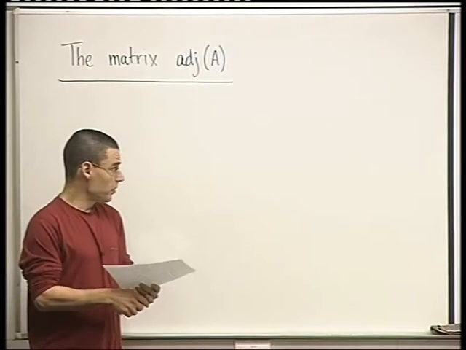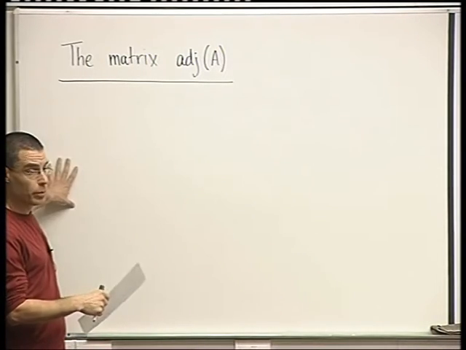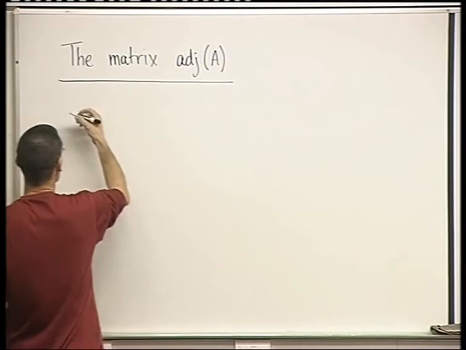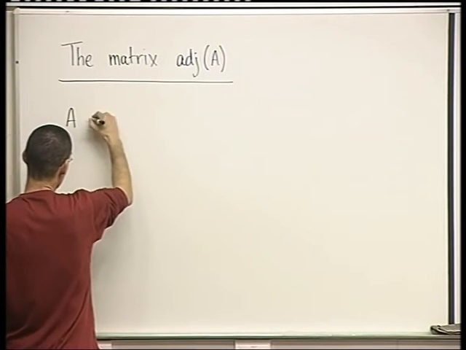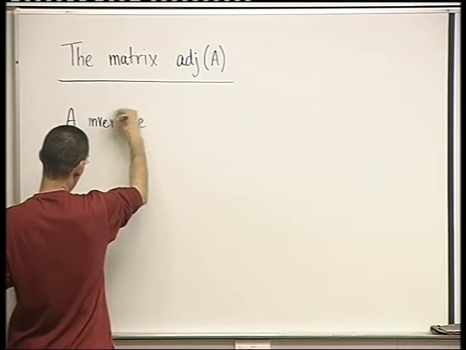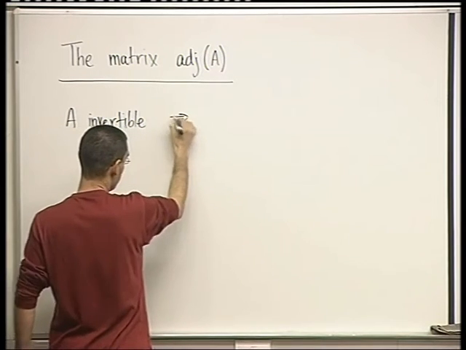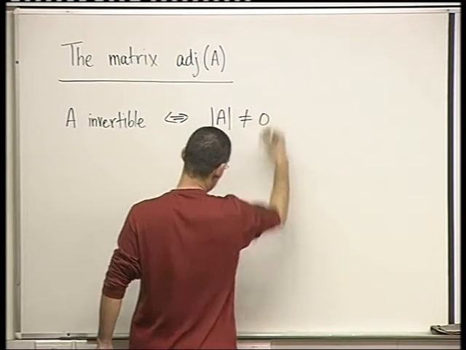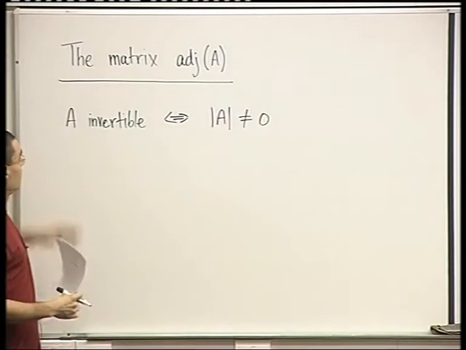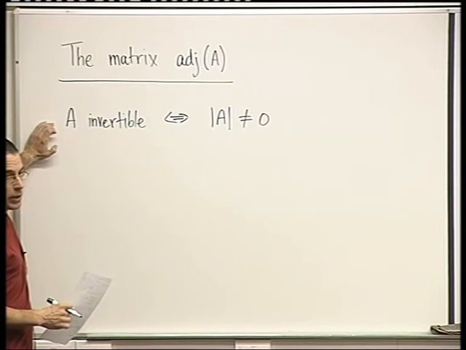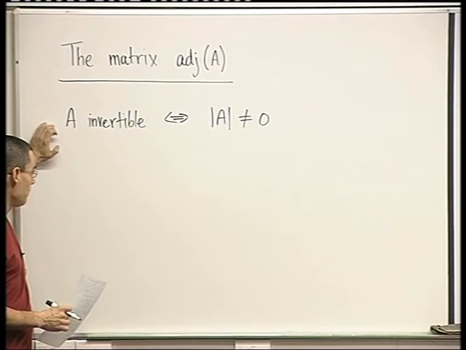We know from the theorem that we had up here on the board in the previous lesson that, in particular, A is invertible if and only if the determinant of A is not 0. Right? So this is something that was part of the big 6-part equivalent theorem.